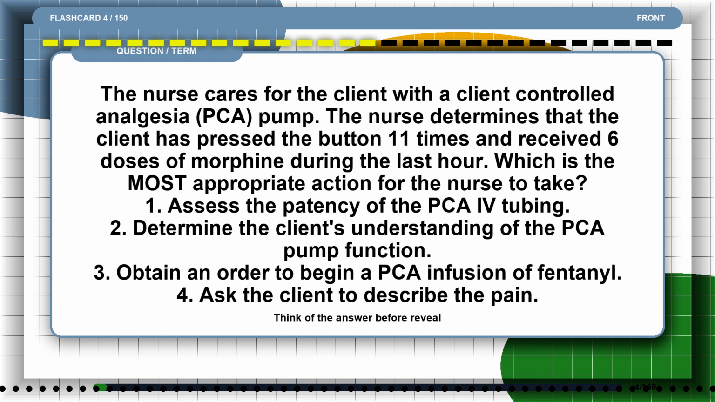1. Assess the patency of the PCA tubing. 2. Determine the client's understanding of the PCA pump function. 3. Obtain an order to begin a PCA infusion of fentanyl. 4. Ask the client to describe the pain. Think of the answer before the reveal.